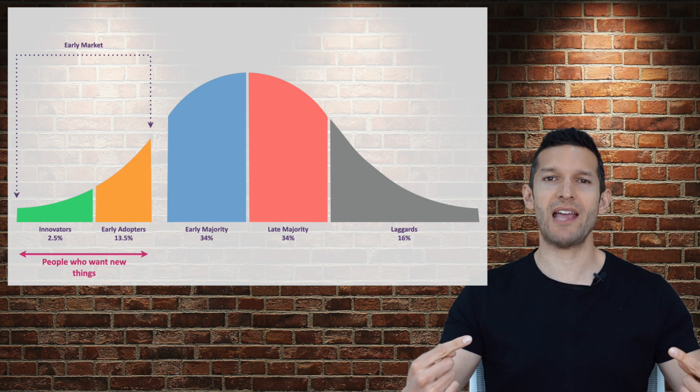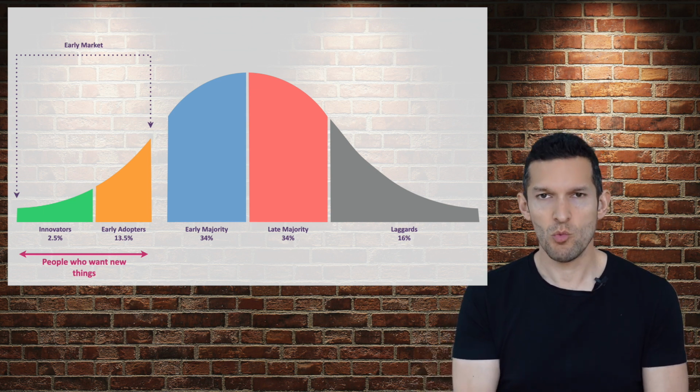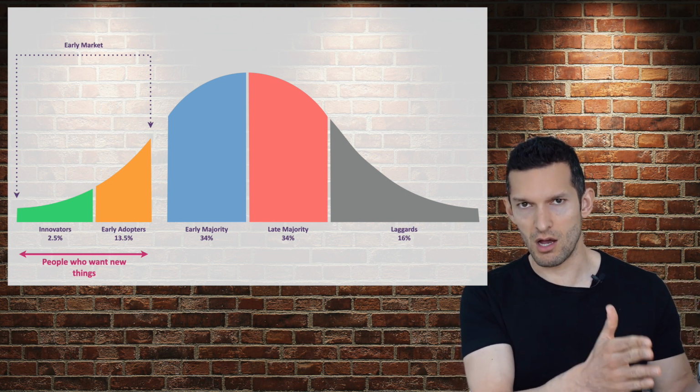So what does this have to do with our agile transformation? Well, as you can see, the first group is the early market.